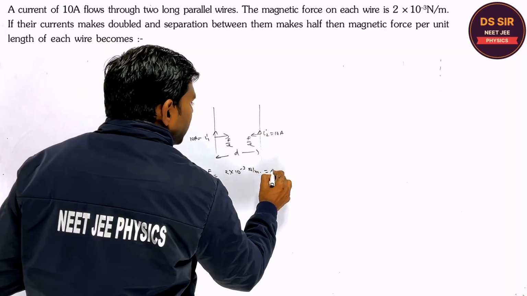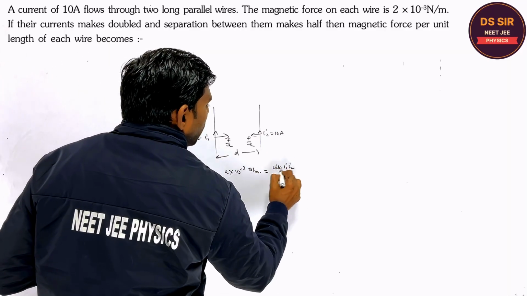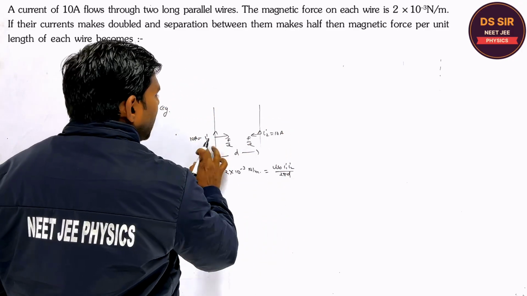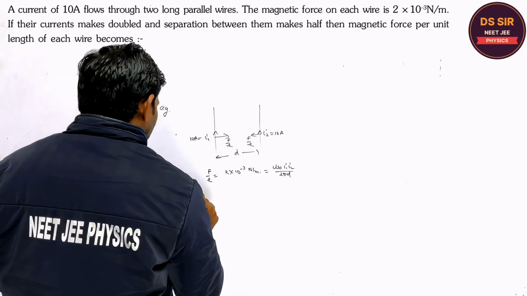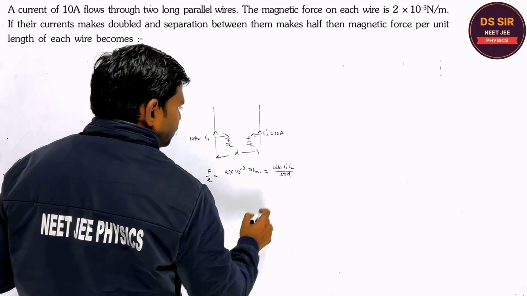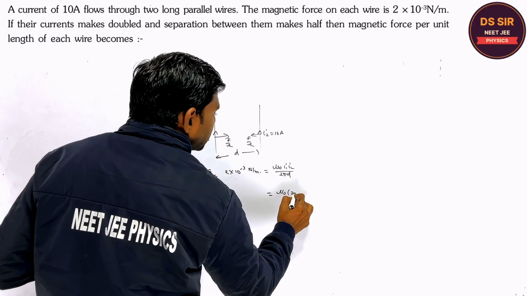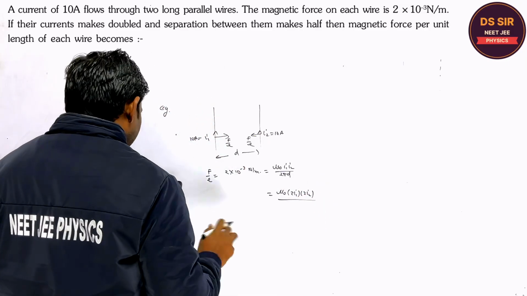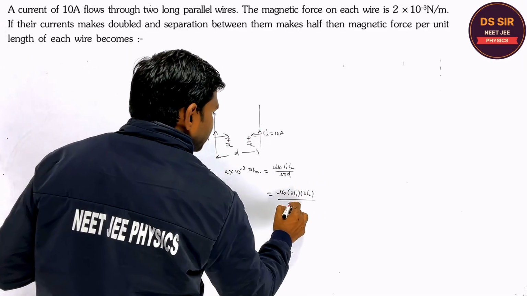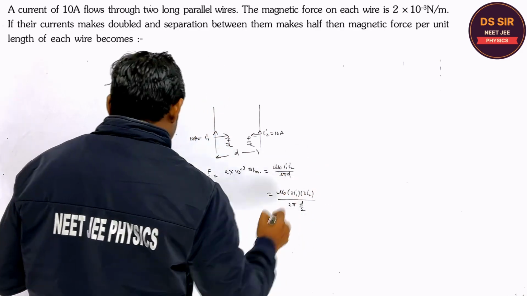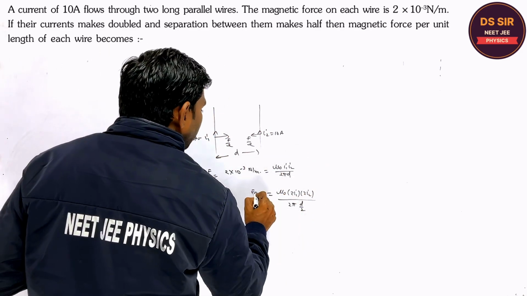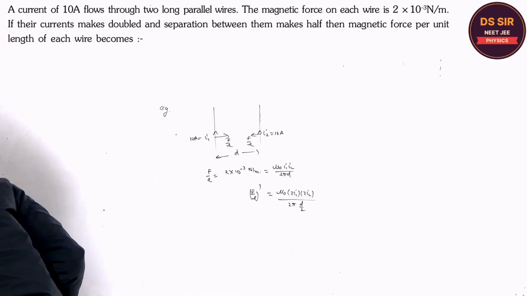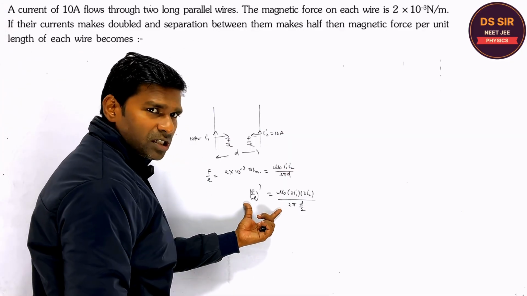Yes. And what is that value? Mu naught I1 I2 upon 2 pi d, right? Yes. D is the separation, I1 I2 is the current. Now, if the current becomes double, and the separation becomes half, D by 2, so what is the magnetic force per unit length? You have to tell. Is it clear or not? Yes, sir. You understand the calculation?